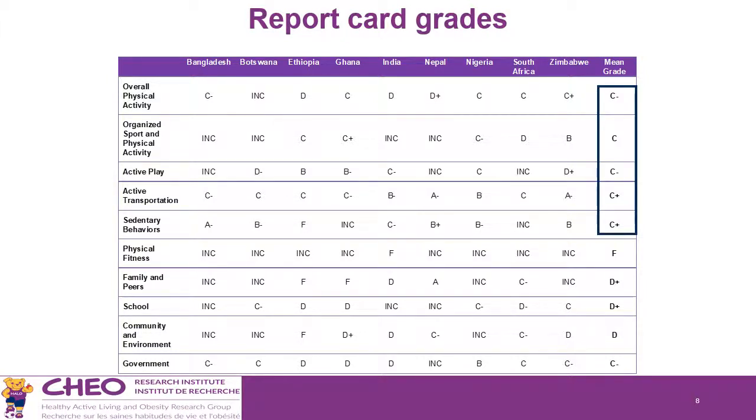As you can see, the countries did well on behavioral grades, at least a C- and above on most of them. However, they were lower on the sources of influence, mostly D's, with 1 C- on the government.